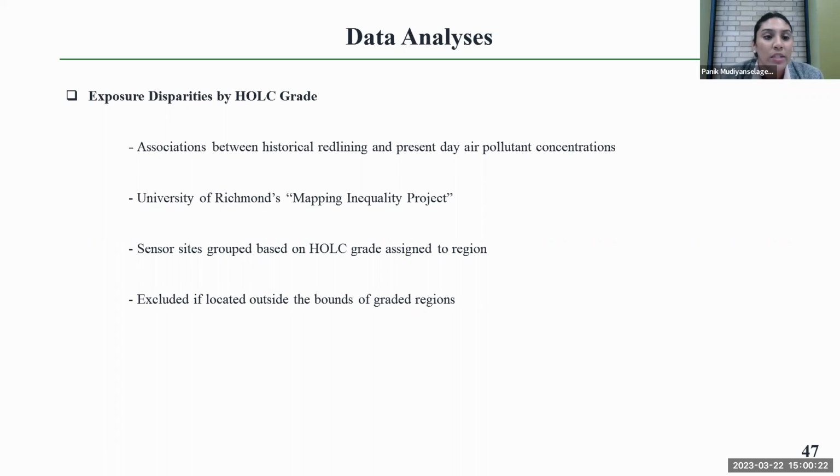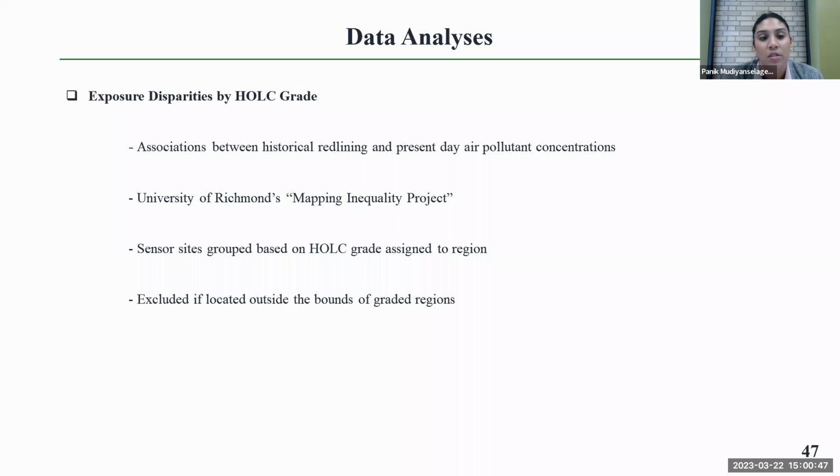And then we did exposure disparity. We observed exposure disparities by the redlining grades assigned in the 1930s by the Homeowners Loan Corporation. We just wanted to see if there is an association between sites in historically redlined areas and the air pollutant concentrations there.